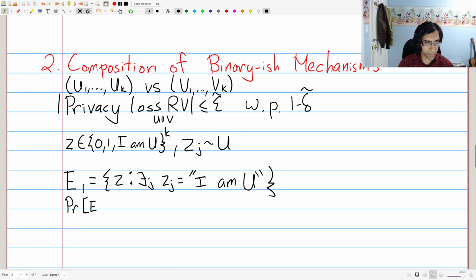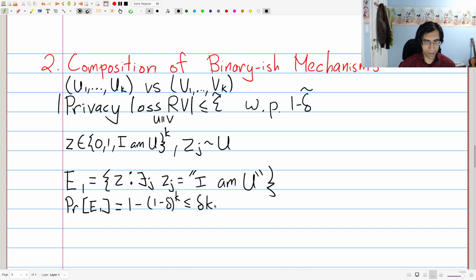The probability of E1, we did this in the name and shame example in the last lecture, but I'm not going to walk through the calculations again this time. You can check the last lecture if you'd like. The probability that at least one of them is output is the following quantity here, which, as we said, is approximately equal to delta times K.